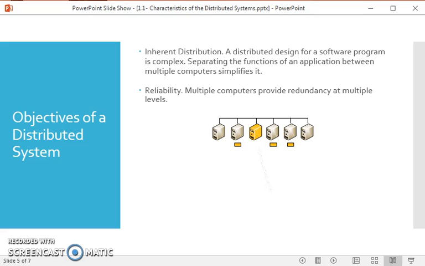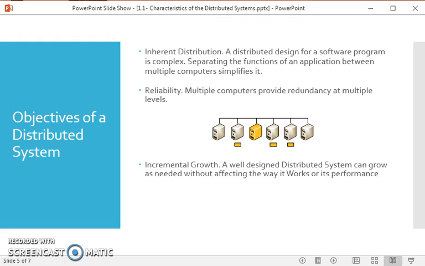Then we have another objective, which is incremental growth. A well-designed distributed system, as we mentioned here, can grow as needed without affecting the way it works or its performance. Of course, that means that we have a good design that allows small distributed systems to grow as needed. In this example, in which we have 3 computers, we may find that 3 computers is not enough for what we need to achieve. So we can always extend our network and add 1 more computer.